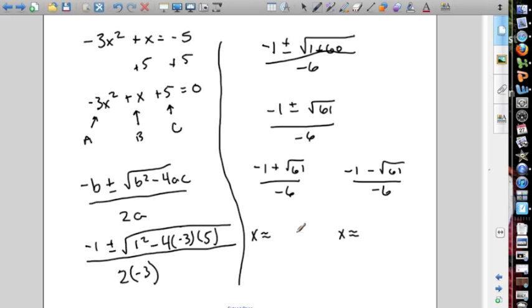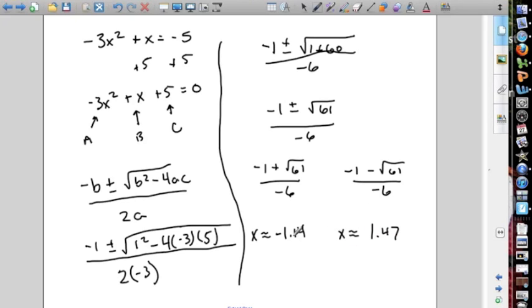If you go through in the calculator, what I usually do is I'll hit negative 1 plus the square root of 61. And then I'll hit enter, and that'll give me some value. Whatever value I get, then I'll hit divided by negative 6. And when you do that, you're going to get negative 1.14. And when you go negative 1 minus square root of 61, again, I hit enter. Then I divide by negative 6, and I get 1.47.